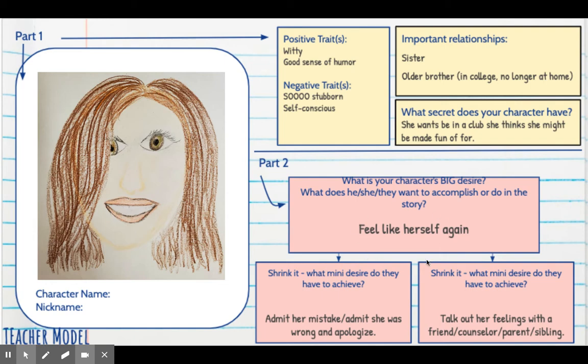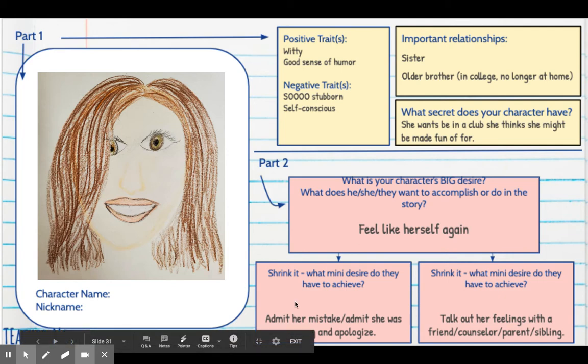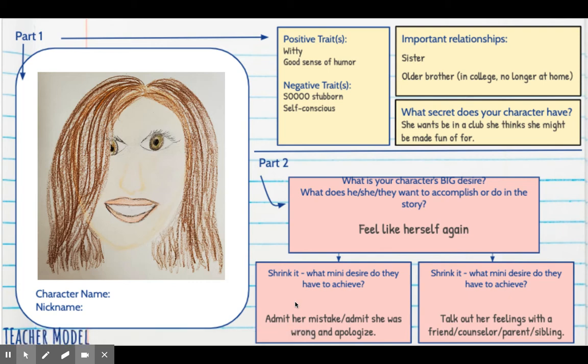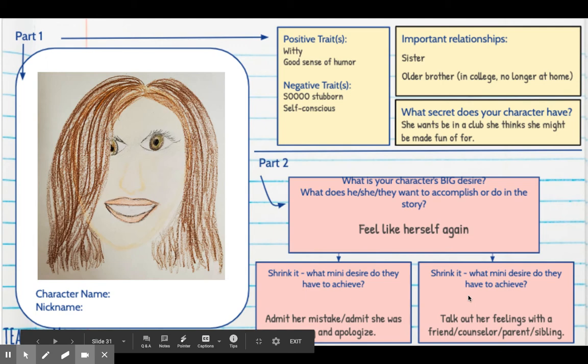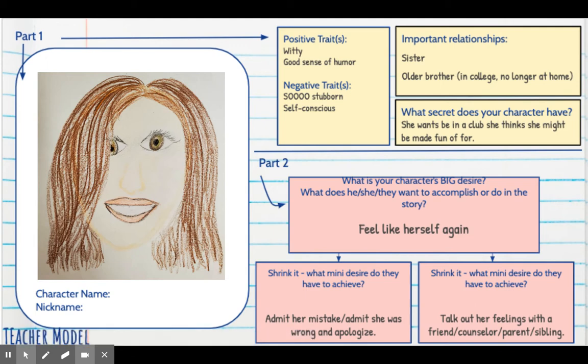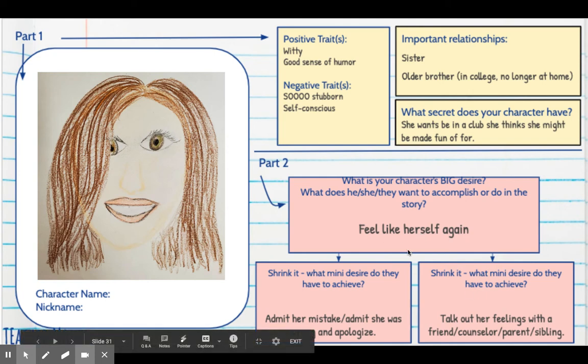And then this is the big thing that my character wants. She wants to feel like herself again because she just doesn't right now. And so that's really what she's struggling with throughout the entire story. So then one thing I pictured in my story is that she admits that she made a mistake or admits that she was wrong and has to apologize to her teacher. And then something else is that she would talk through her feelings with a friend, a counselor, or a parent or sibling. I'm not sure what else might help my character achieve that bigger goal of just feeling more normal again. So, do you see how these 2 smaller pieces would allow for the bigger thing to happen?